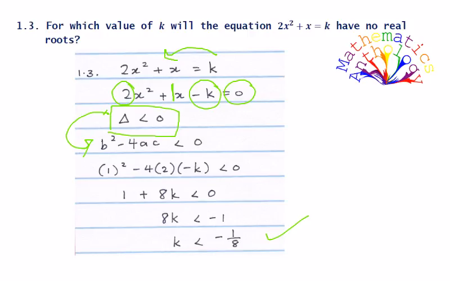Open out your brackets. You'll end up with 1 plus 8k is less than 0. Solve for k. 8k is less than negative 1. Divide both sides by 8. You'll end up with k is less than negative 1 over 8.